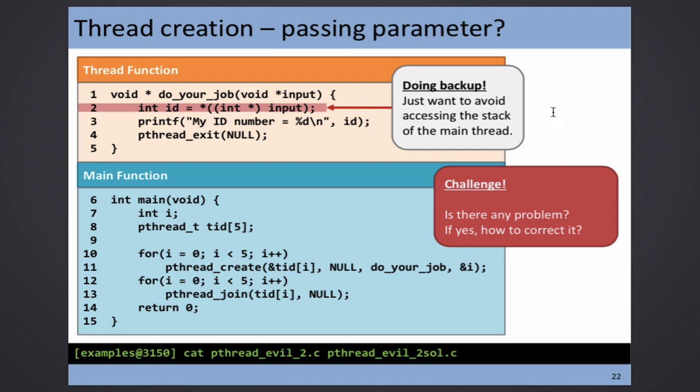In the second for loop that we set to wait for the threads, do they run together? It depends on how many cores I have. Yes, it totally depends on how many cores I have. If I have, let's say, 8 cores, it may be possible that they run all together.